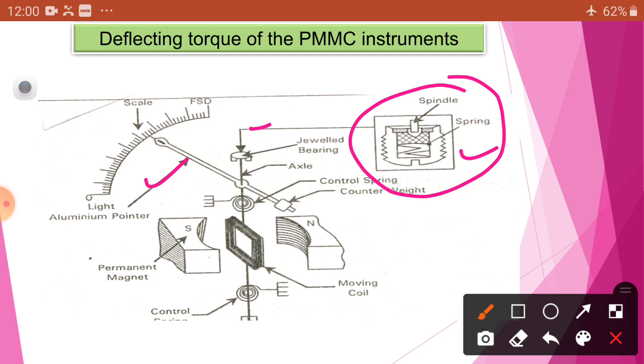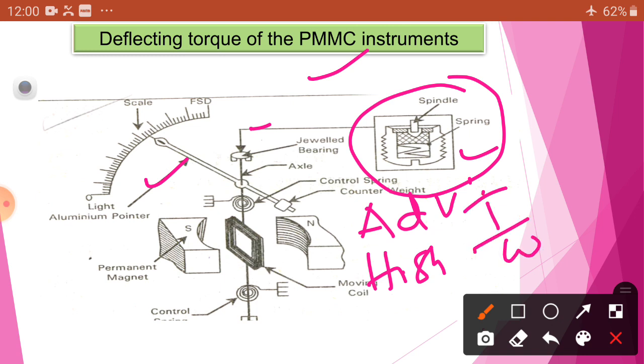Now, at the same time, what are the advantages of this PMMC instrument? We already know the advantages. First, it has a high value of torque to weight ratio. Since the torque to weight ratio is high, we get very quick deflection, and even minimum deflection we can easily identify. Second, it has high accuracy. This moving coil instrument gives very, very high accuracy.